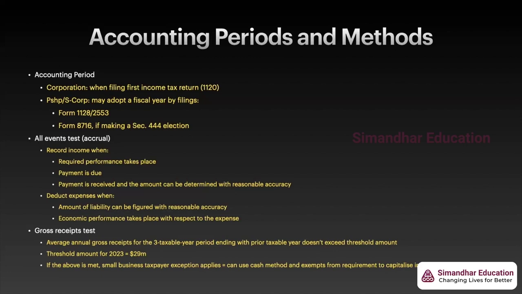Now, when we talk about expenses under the accrual method, it says to only deduct expenses when the amount of liability can be figured with reasonable accuracy and the economic performance has taken place. If both these criteria are met, only then can you deduct those expenses under the accrual method on your tax return. So these are certain criteria you'll have to remember.